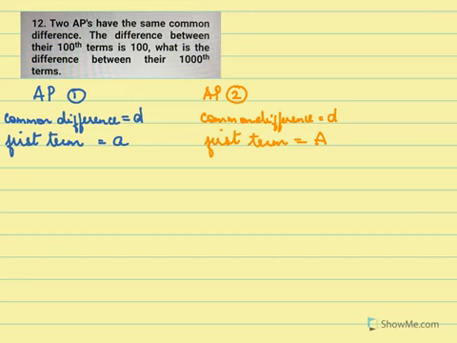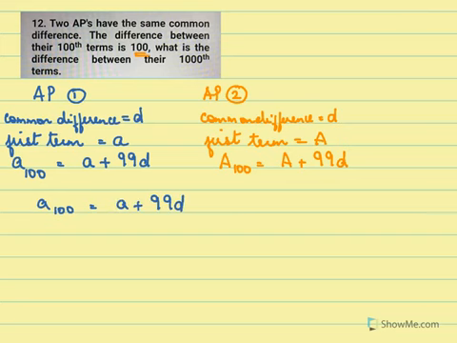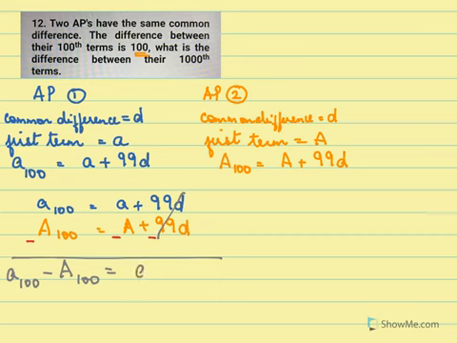So there is a difference in the 100th terms. Let us find the 100th term for this AP: it will be a plus 99d. And the 100th term for the second AP will be A plus 99d. Remember, the d is the same. And they said the difference is 100. So when I subtract both these, I'll change the signs, and a100 minus a100, the difference of the two, this cancels out, equal to A minus a. I'll write this as equation 1.